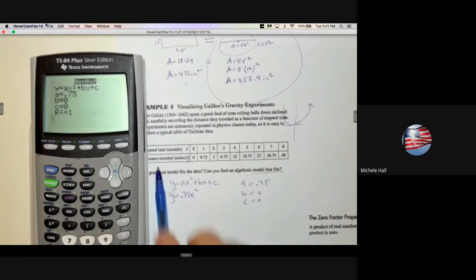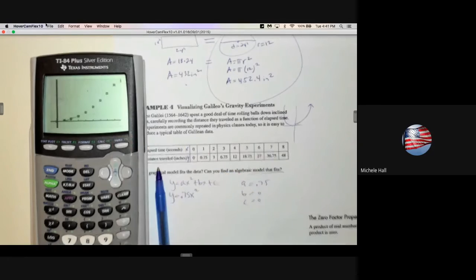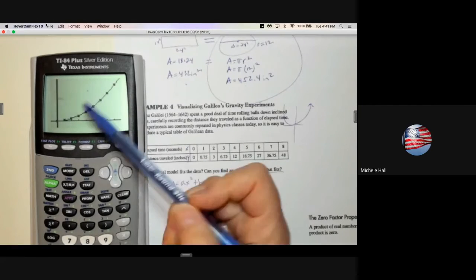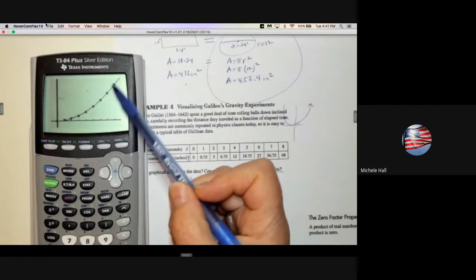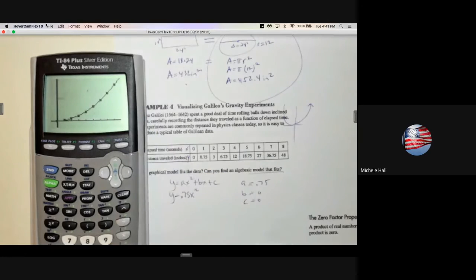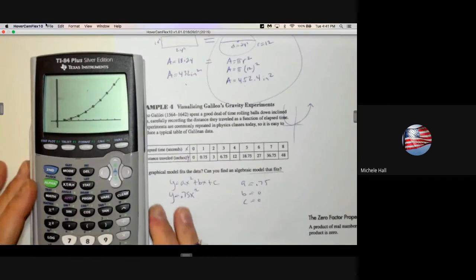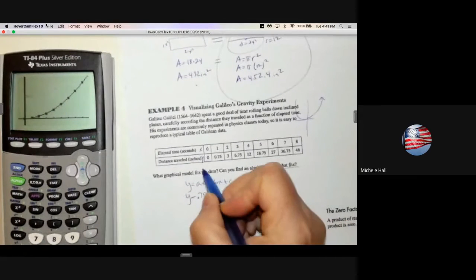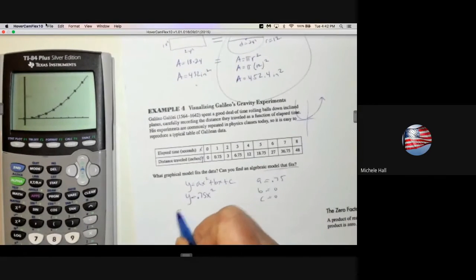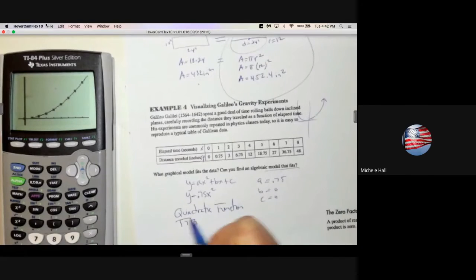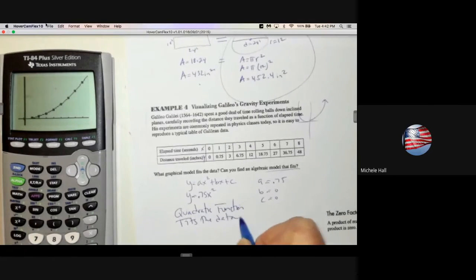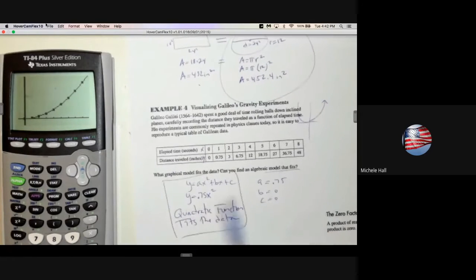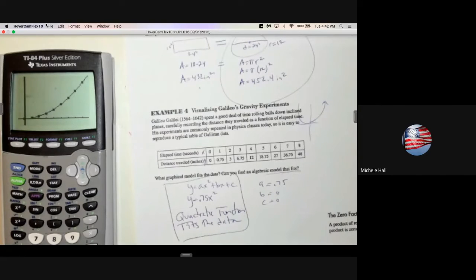Let's see. I'm going to push graph. And we can see that that data fits it very closely. So it's definitely a quadratic. There you have it. Let's answer the question. What graphical model fits the data? That would be a quadratic function fits the data. And here's my algebraic model there.